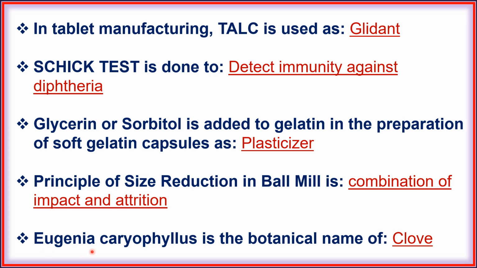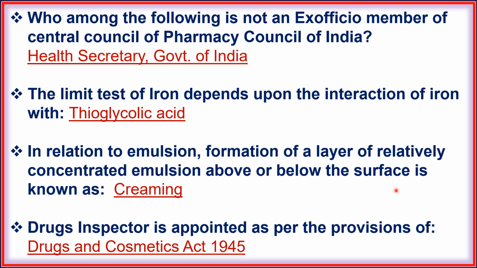Next, Eugenia caryophyllus is the botanical name of clove. Next, who among the following is not an ex officio member of Central Council of Pharmacy Council of India? That is Health Secretary, Government of India. Next, the limit test of iron depends upon the interaction of iron with thioglycolic acid.